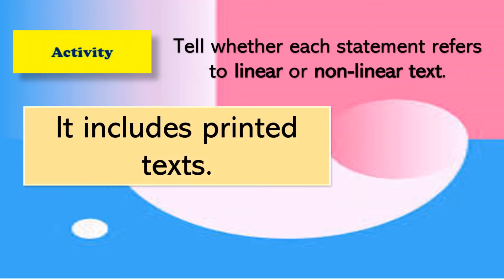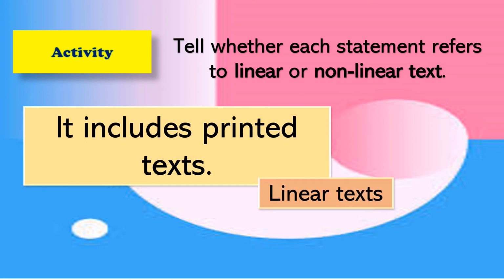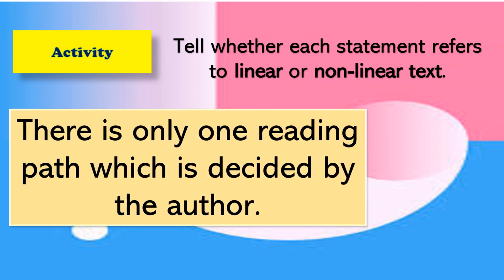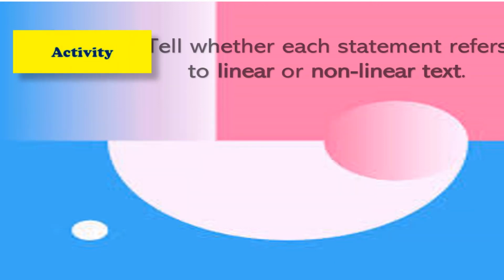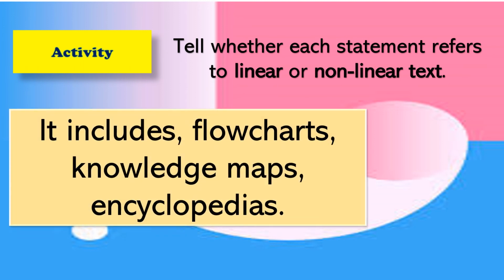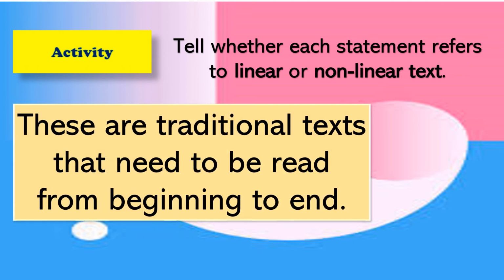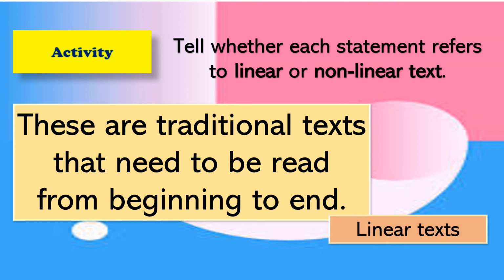It includes printed text. Linear text. There is only one reading path, which is decided by the author. Linear text. It includes flowcharts, knowledge maps, and encyclopedias. Nonlinear text. And these are traditional texts that need to be read from beginning to end. Linear text.